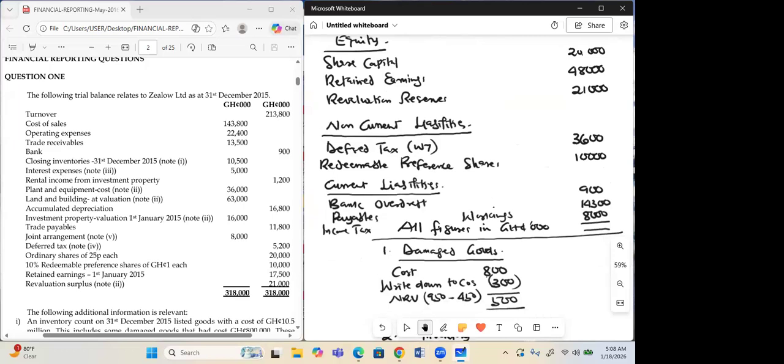20,000 plus 48,000 plus 21,000 plus 3,600 plus 10,000 plus 900 plus 14,300 plus 8,000. What are you getting? 125,800. So there's 125,800.